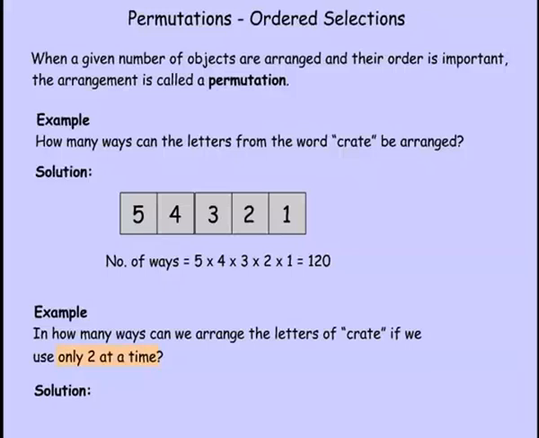This time only 2 at a time, we're not using all the 5 letters, so 2 boxes, representing the 2 letters we're choosing. Because they're all coming from the word crate, there's 5 letters, so at the start we've got 5 to choose from, so there's 5 ways we could choose that first letter. However, once we've chosen one letter, in our next position there would be only 4 left to choose from. So the number of ways, simply 5 times 4, which of course is 20. Excellent.